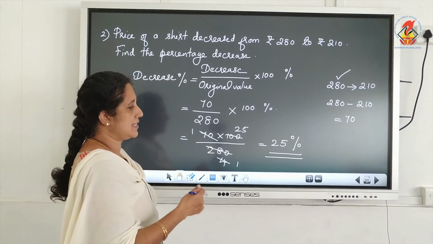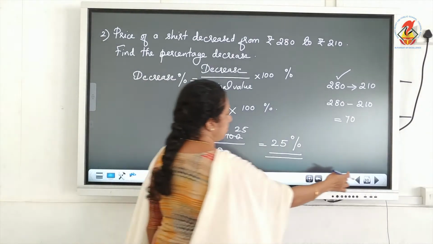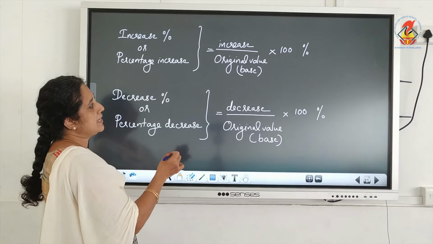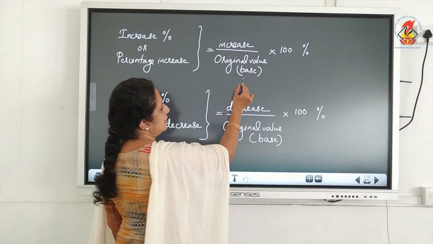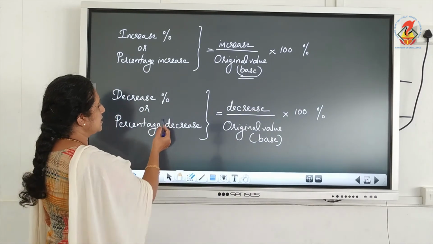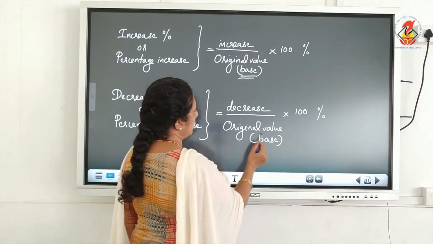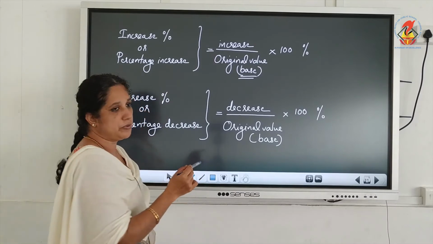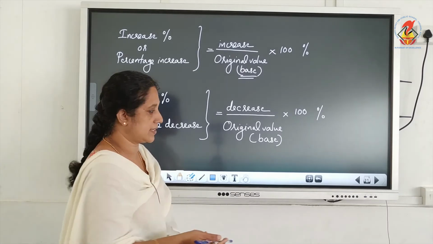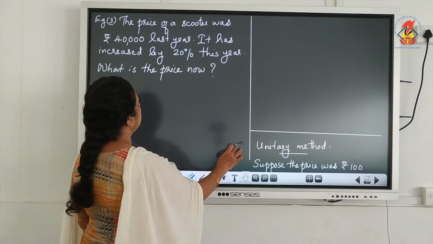So, you have to find the change and divide it by the original value into 100. Increase percent or percentage increase is increase divided by original value, that is the base, into 100, and attach the percentage symbol. Similarly, decrease percent or percentage decrease is equal to decrease divided by the original value into 100. So, you can find the percentage increase and percentage decrease. Now, suppose the percentage increase or decrease is given, how can you find the other value?